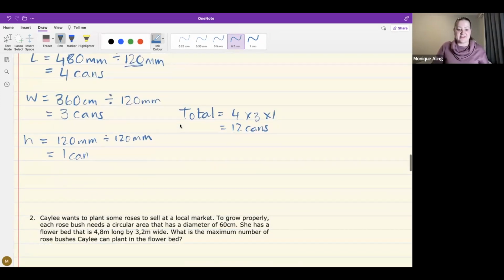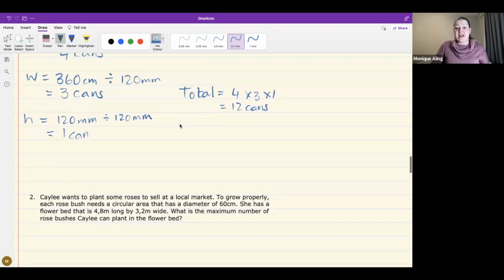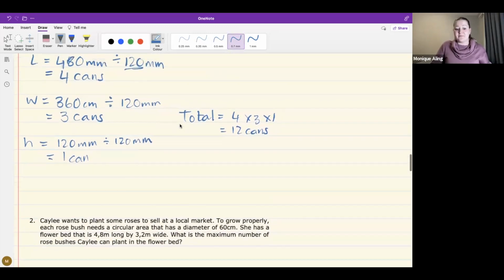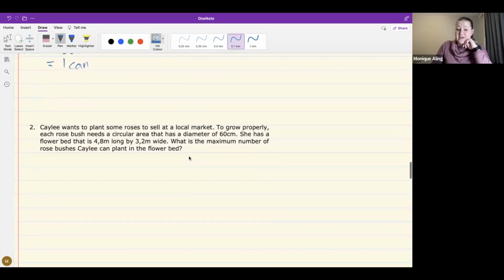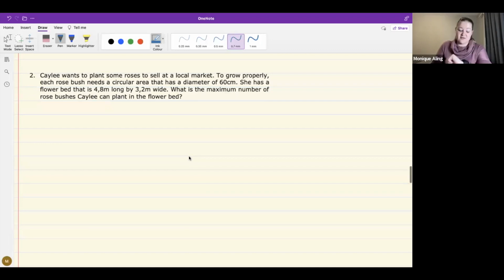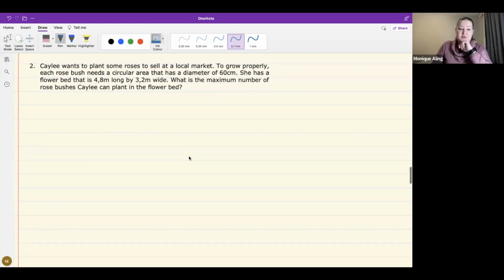Not so bad. Okay, let's try a question where there are no pictures involved. So now we actually have to visualize it. You guys are welcome to draw a picture to try and understand it. I'm going to give you a couple of minutes to try number 2.